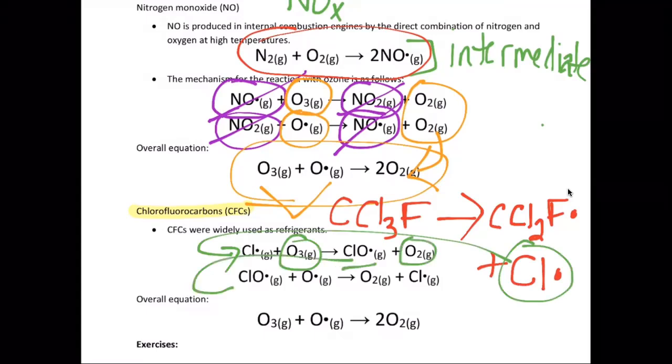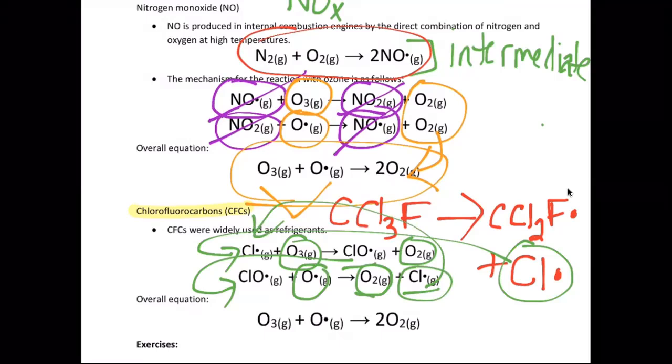It makes some oxygen gas and it makes this chlorine monoxide radical. That chlorine monoxide radical goes down and starts the second step where it reacts with an oxygen radical. It makes more oxygen and it makes another chlorine radical. And so just like the NO radical in the first example, the chlorine radical can then go back and start the whole process over again. So again, it's happening over and over because of that chlorine radical from the chlorofluorocarbon compounds.